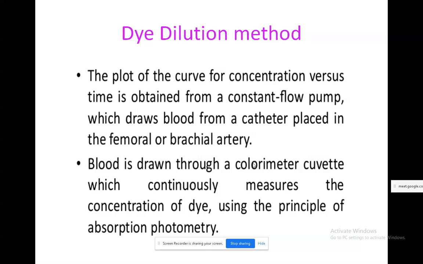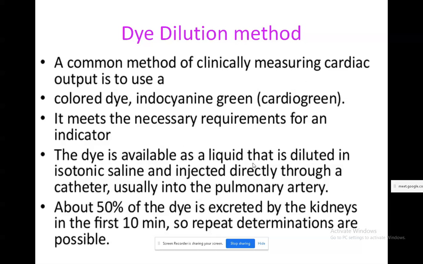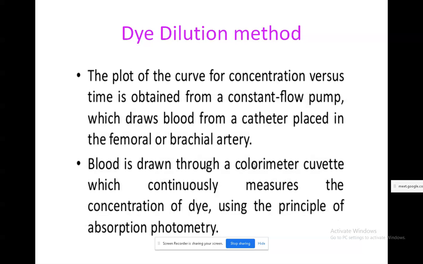You are going to inject the dye in the pulmonary artery, but you are going to take the output only at the femoral or brachial artery. So based on the concentration level of dye, it will give the cardiac output. Cardiac output is nothing but the blood flow in the heart per minute.